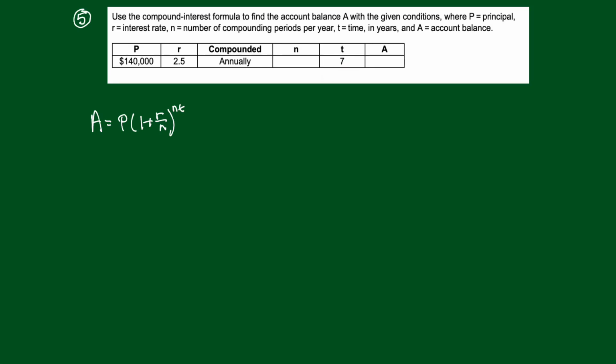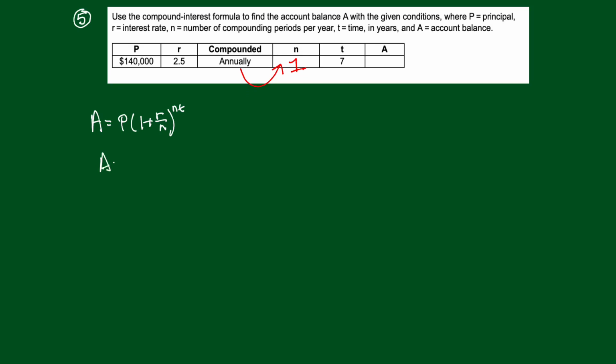So let's read this problem. Use the compound interest formula to find the account balance with the given conditions. So here's the given conditions. P is 140,000. This is going to be compounded annually. Now annually means that N, the number of compoundings per year, is 1. We're just doing it annually, so 1 time a year. If it was quarterly, we'd do it 4 times a year. So let's plug these numbers in and let's see what happens here.